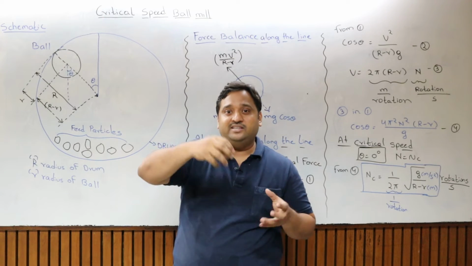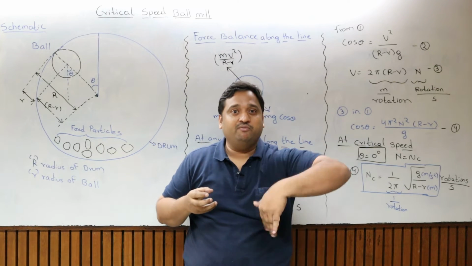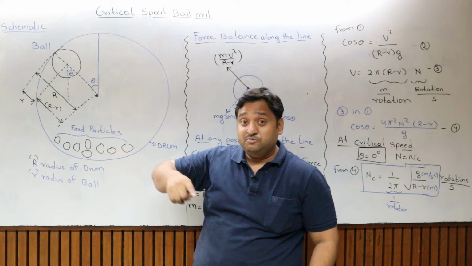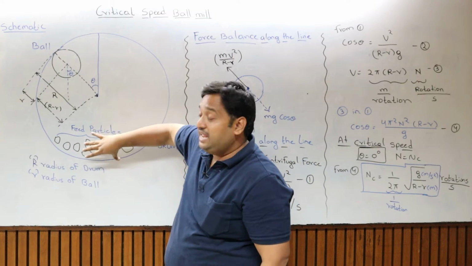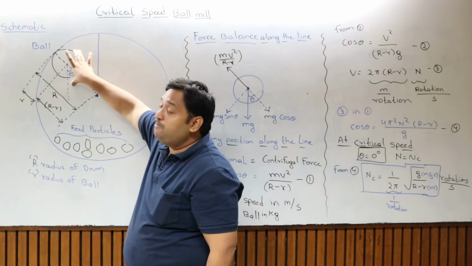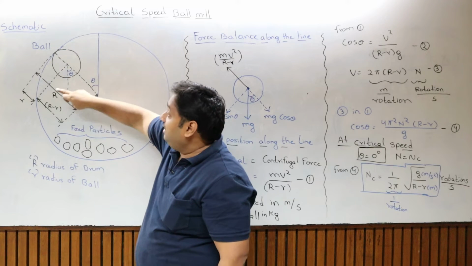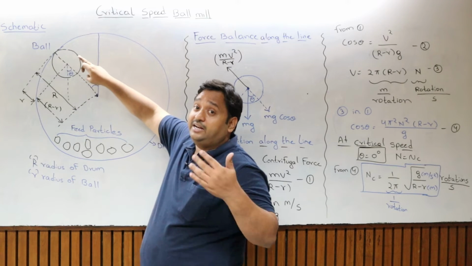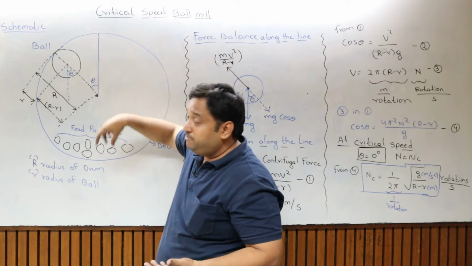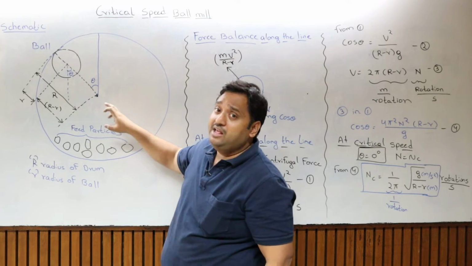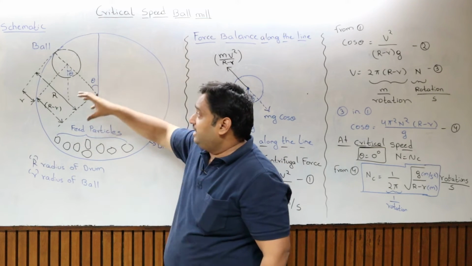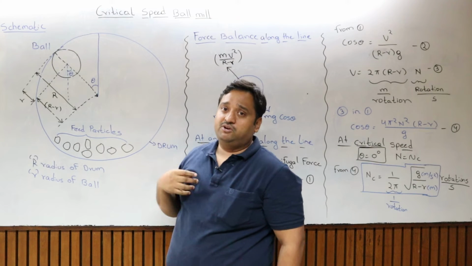Inside the ball mill, the steel balls are kept along with the feed material, and the drum starts rotating. So this is the drum, this is the feed material inside the drum, and this is the steel ball I am talking about. It will get lifted to a certain height and it will be dropped because of the rotating action of the drum. The drum rotates, the ball is lifted to a certain height, and it is dropped.